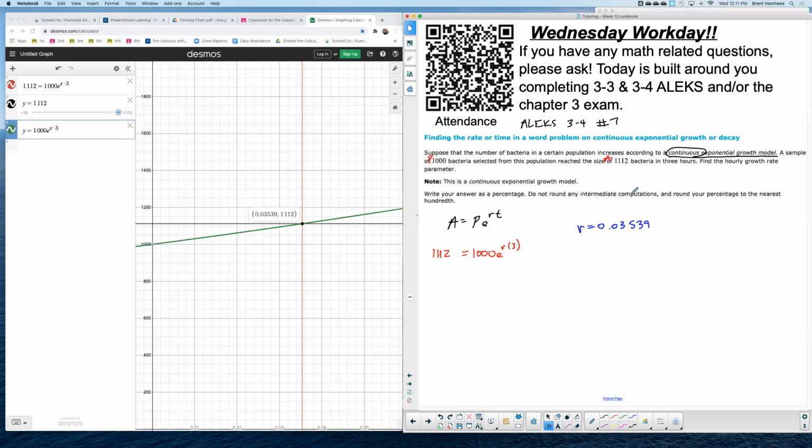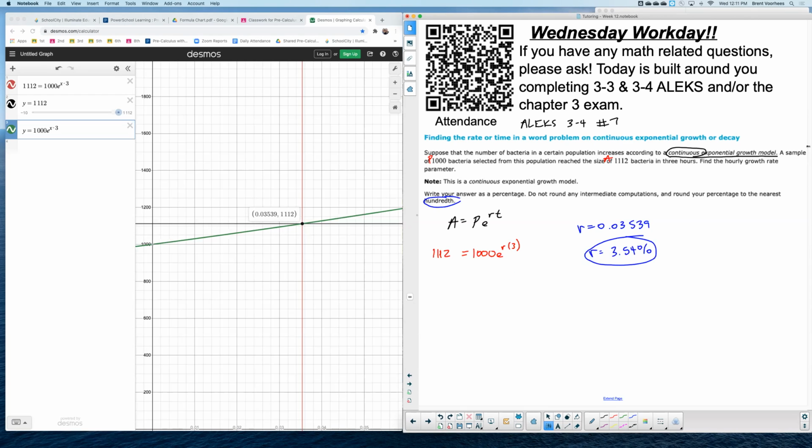Now it says write your answer as a percentage. Do not round any intermediate computations. Round your answer to the nearest hundredth. So when you go to a percentage, you move the decimal over twice. So R would be 3.54% when I go to the nearest hundredth. Nearest hundredth means 2 decimal places. 100 has 2 zeros, so this means 2 decimal places. And you have to shift to make a percentage. You shift your decimal over twice. So first I did that to get 3 point, and then the 539 rounds to 54. So this would be my solution right there.